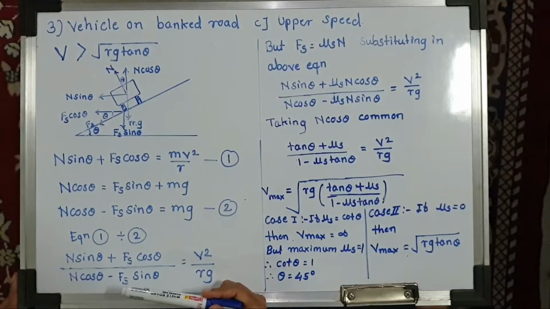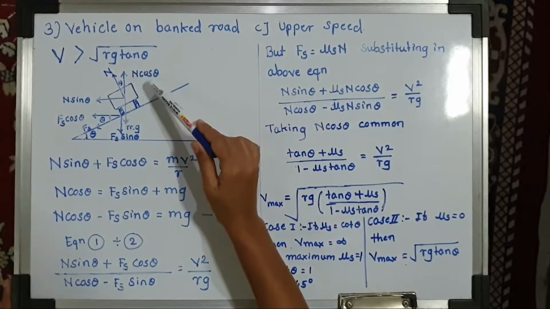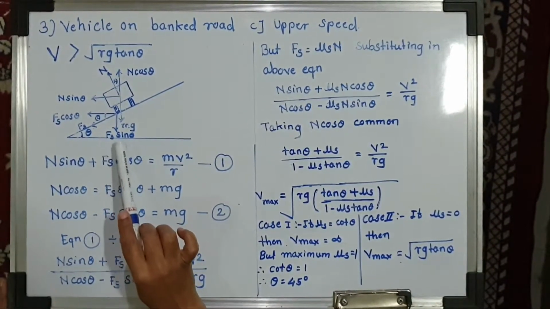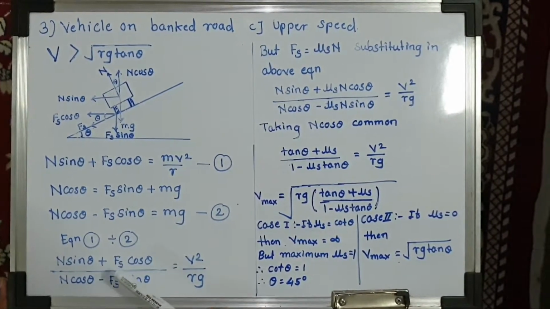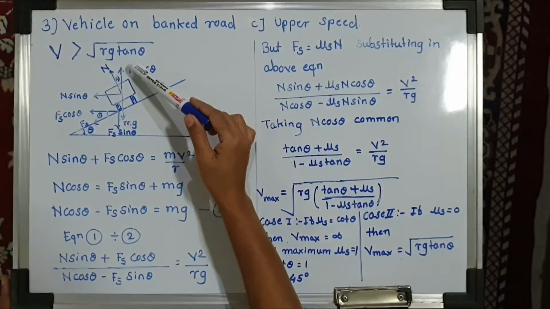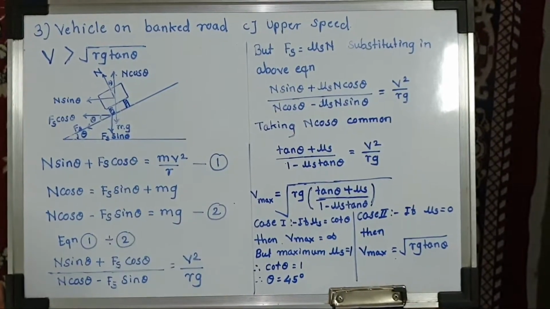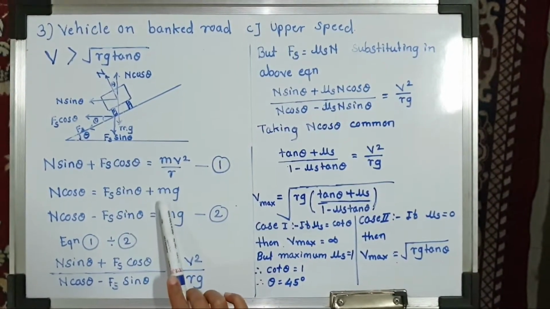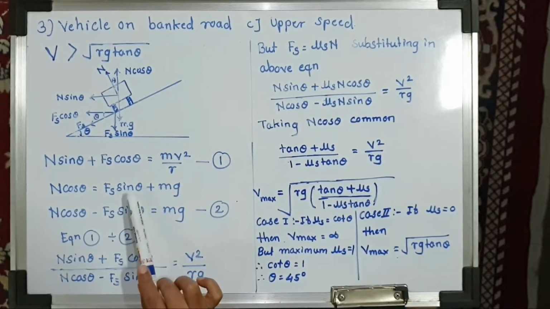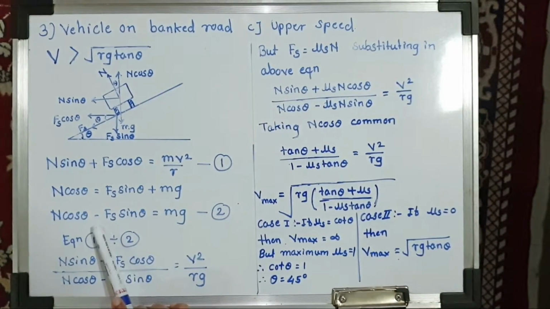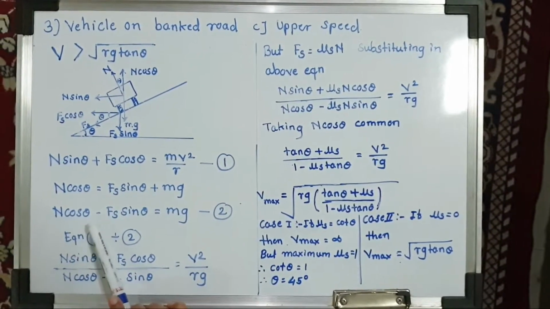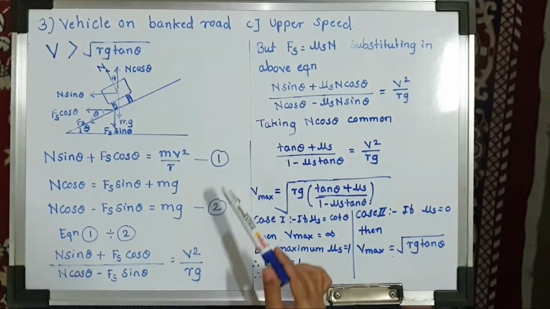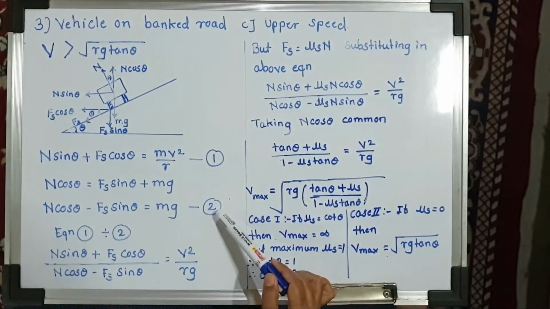Now, vertical forces. The vertically upward force is N cos theta, and the vertically downward forces are fs sin theta and mg. N cos theta gets balanced by the addition of these two forces. So, N cos theta equals fs sin theta plus mg. Now, shifting the term fs sin theta to the left side, N cos theta minus fs sin theta equals mg. This is equation 2.